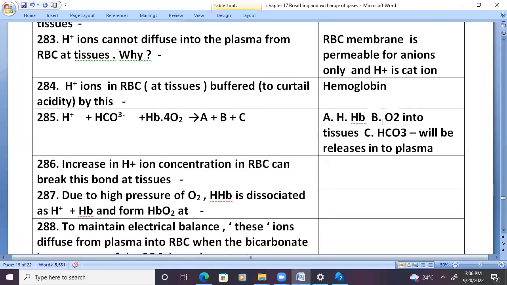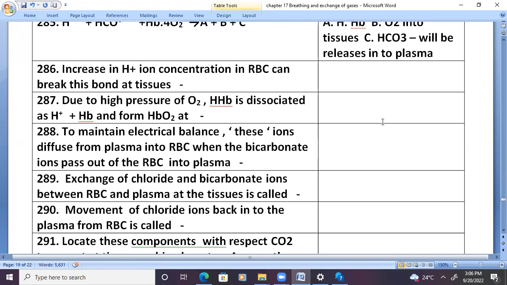An increase in H plus ion concentration in RBC can break the bond between hemoglobin and oxygen at tissues. Due to high pressure of oxygen, HHb is dissociated as H plus and Hb and forms HbO2. This reaction occurs at alveoli where high PO2, high oxygen partial pressure, is present. That's why it happens there.